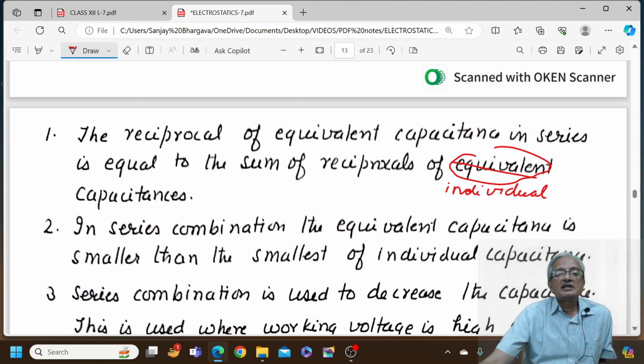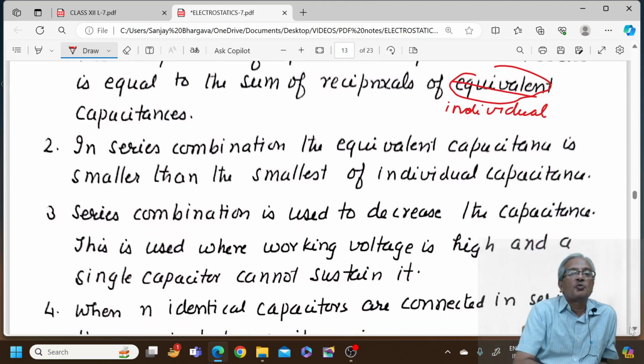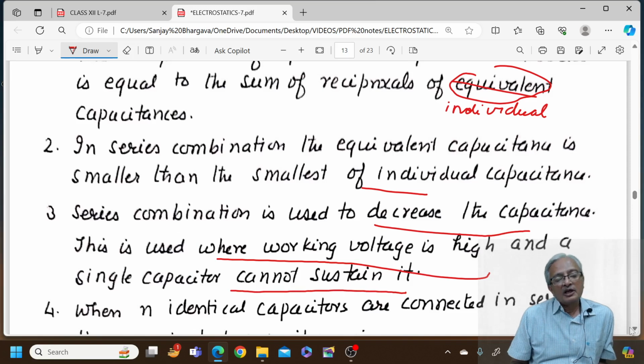So in series combination, the equivalent capacitance is smaller than the smallest of the individual capacitances. So the series combination is basically used to decrease the capacitance of the combination. It is normally used where the working voltage is high and a single capacitor cannot sustain it. So you apply a large number of capacitors in series to divide the voltage and sustain the high voltage.